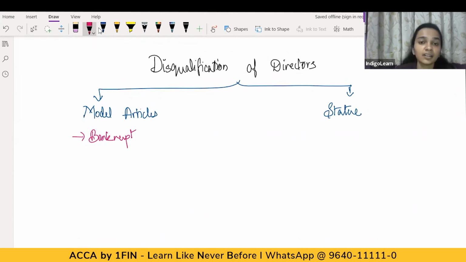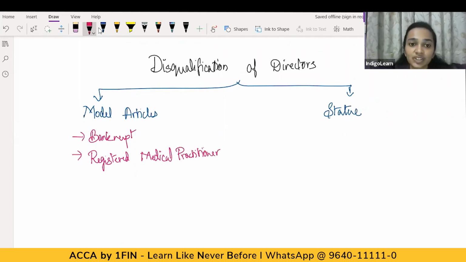Apart from it, the next situation is wherein, say, a registered medical practitioner has given in writing that this person has become physically or mentally incapable to perform such duties. So if a registered medical practitioner has given his opinion in writing that this person is physically or mentally incapable of acting as director and may remain so for a time span more than 3 months, then in that situation again the director would be disqualified. Or say wherein the director is himself resigning from his office, or where a person is disqualified under the Companies Act.